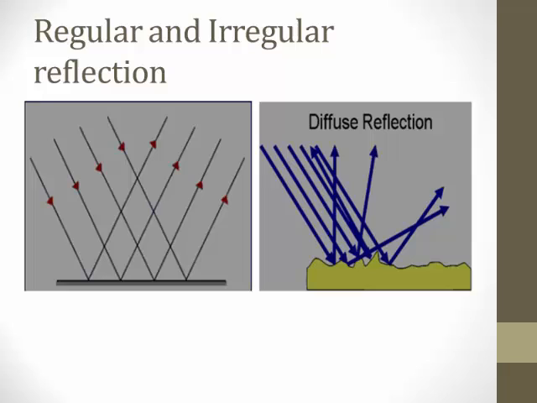Now this is talking about the regular and irregular reflection shape. As we can see in the regular shape, all the rays indicate the same rays which reflect. But in irregular reflection, this makes the rays reflect in different directions.